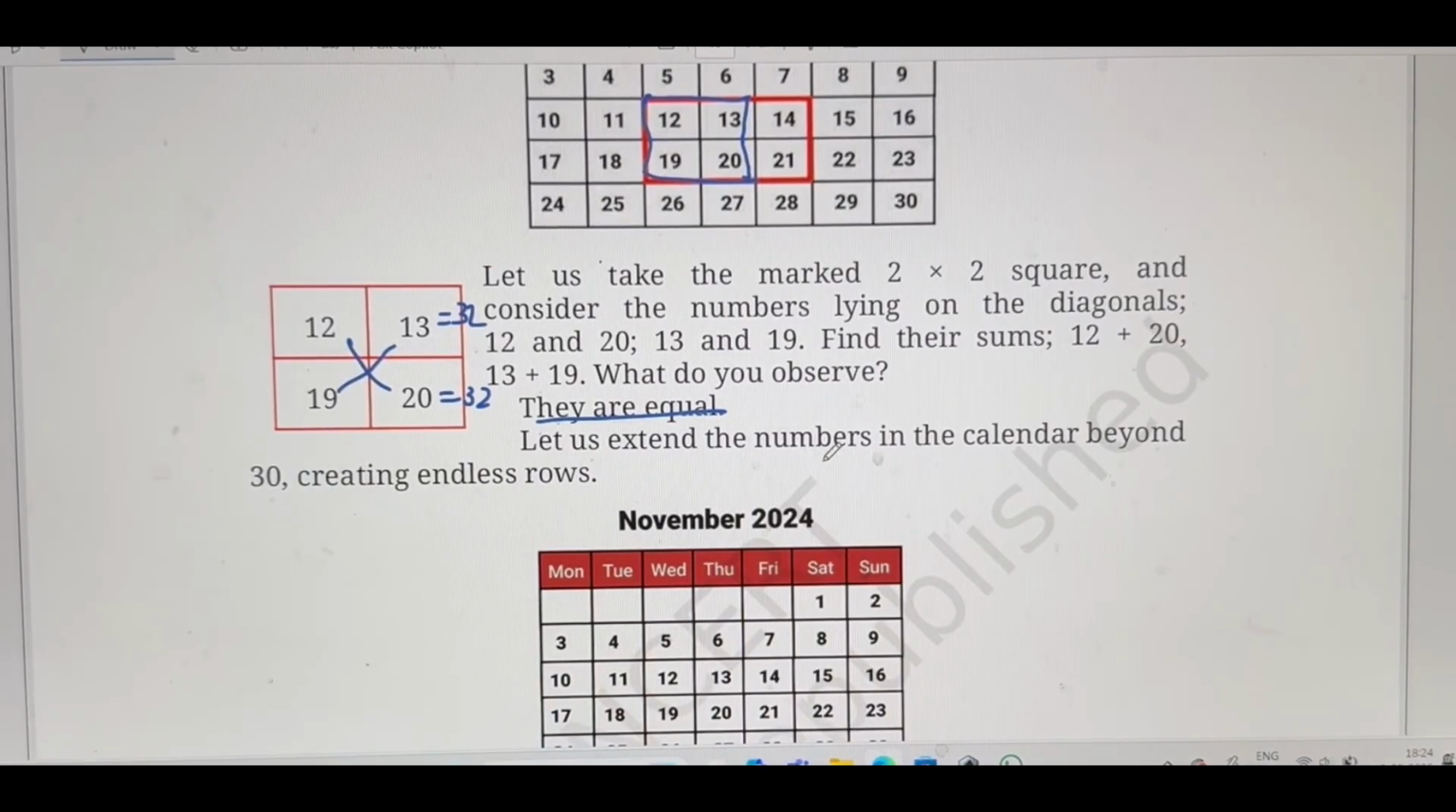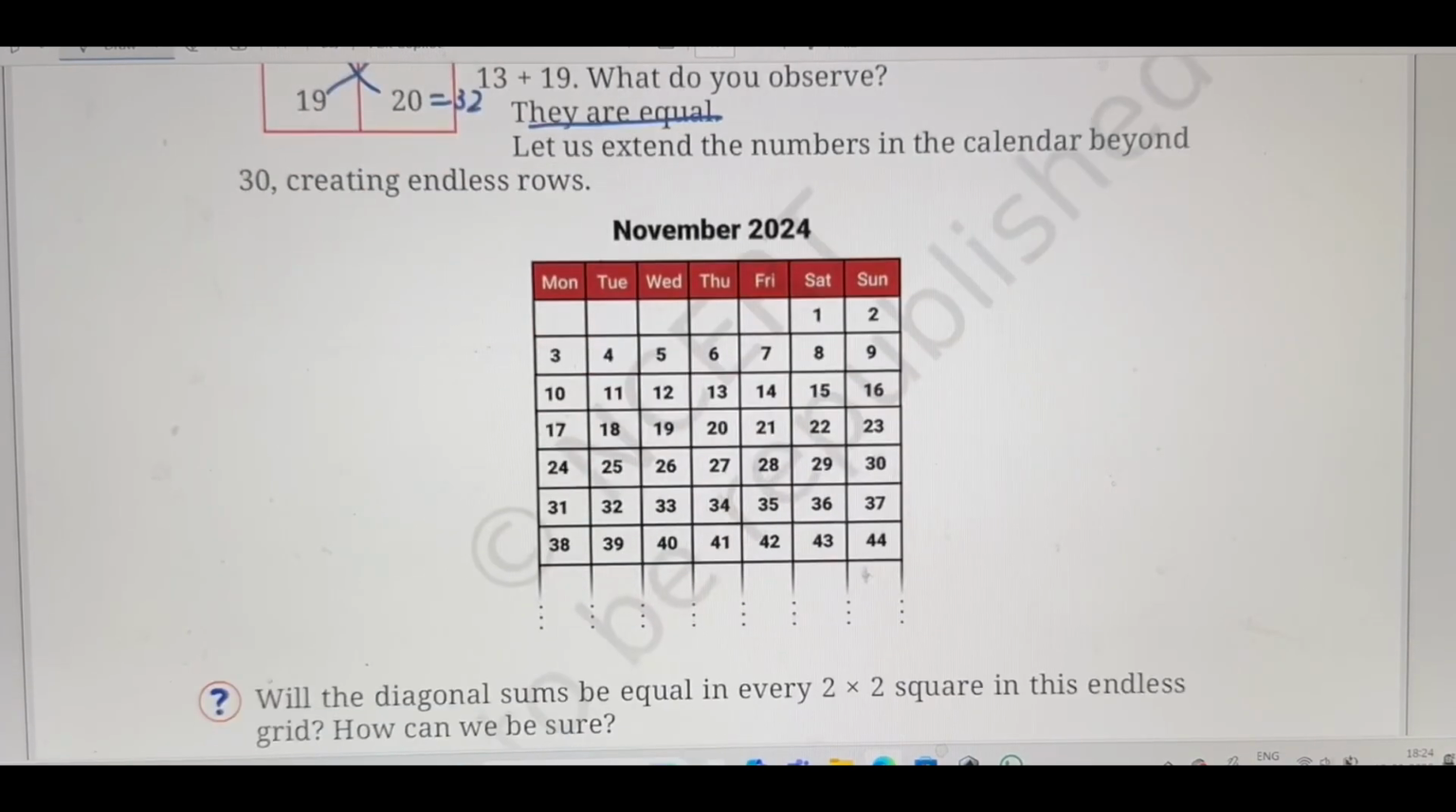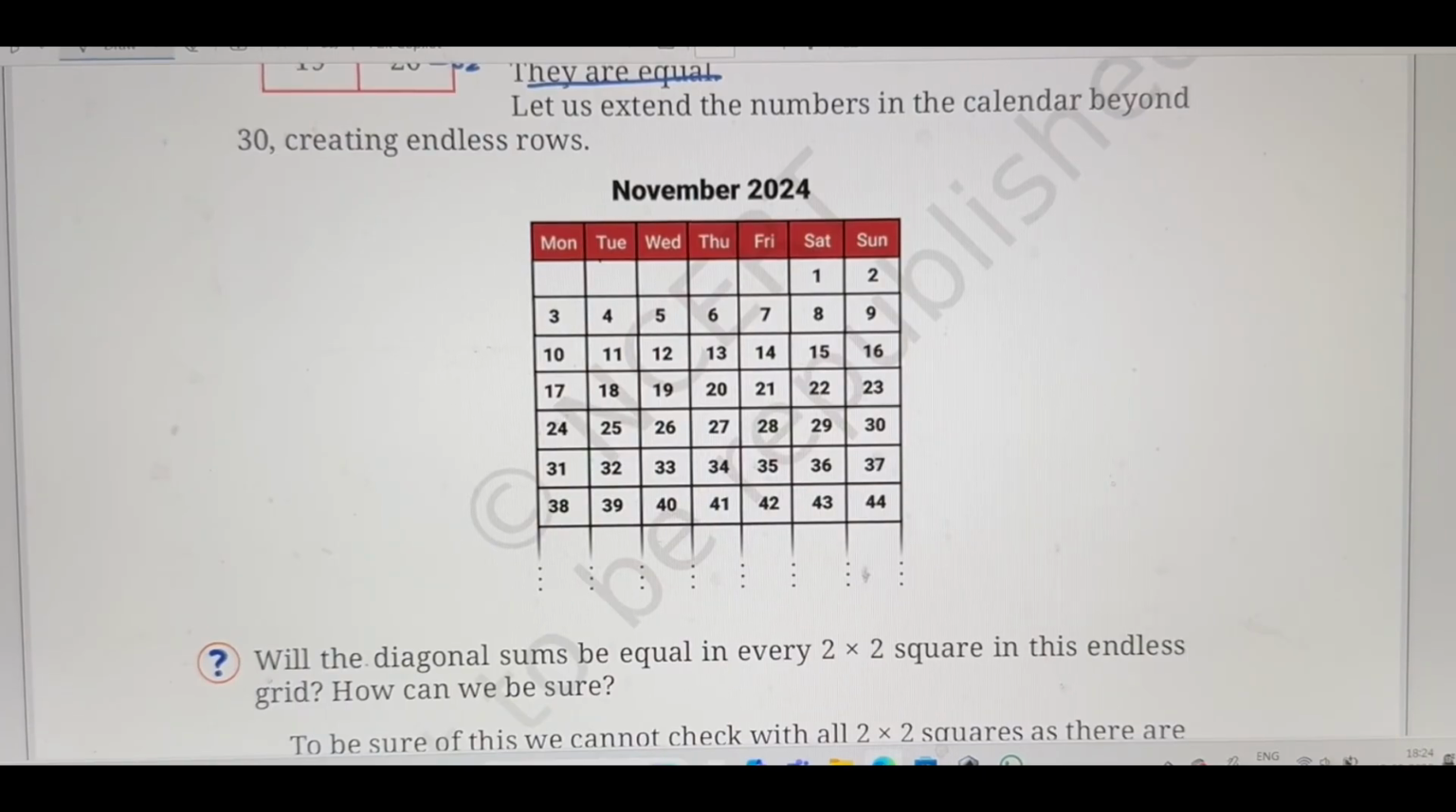Now, let us extend the numbers in the calendar beyond 30, creating endless rows. A month will have 31 days at most, but then these rows are extended: 31, 32, 33. We are not considering it as a calendar but as a number grid, with all numbers, so we can extend it further. So will the diagonal sum be equal in every 2 by 2 square in this endless grid? How can we be sure of this?